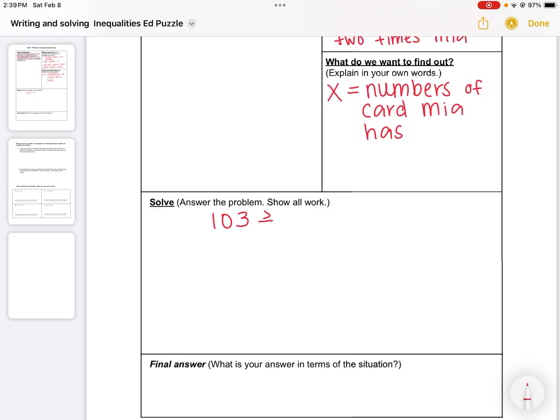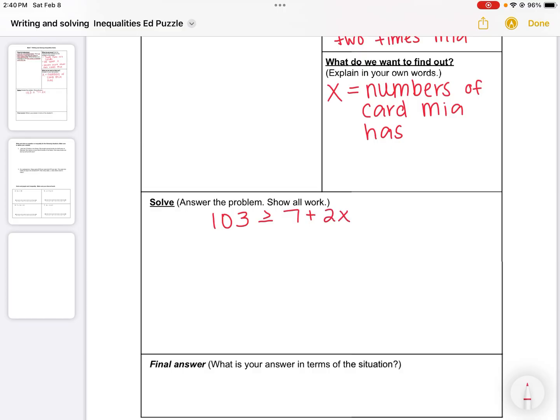The last thing is I need to write down in my inequality the description of Mia's cards. It says 7 more than. So if I have more than you, more than means that I'm going to be adding that amount. So I can put 7 plus. Then after the words, it says 2 times. Times means multiplying. If X represents the number of cards Mia has, it's 2 times the amount that Mia has. So it should give me 2X.